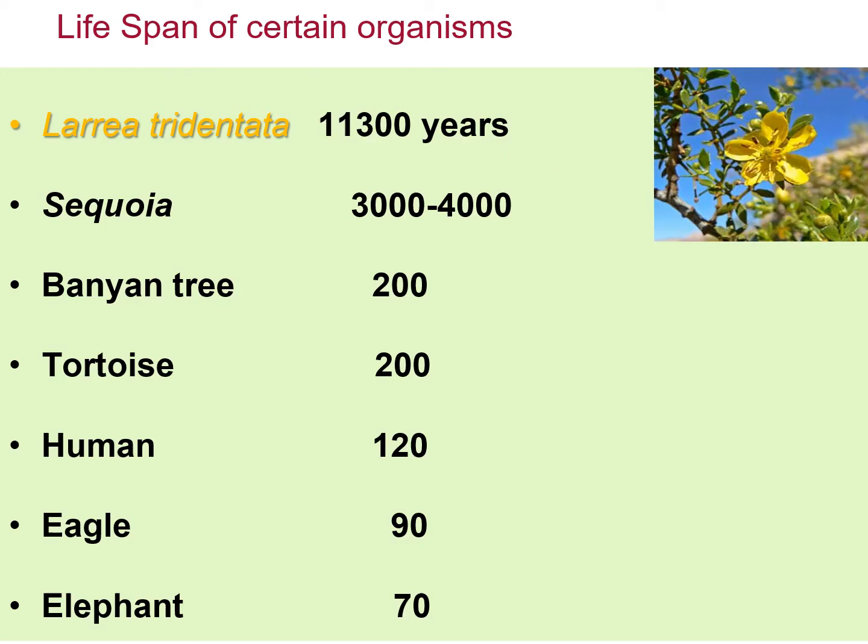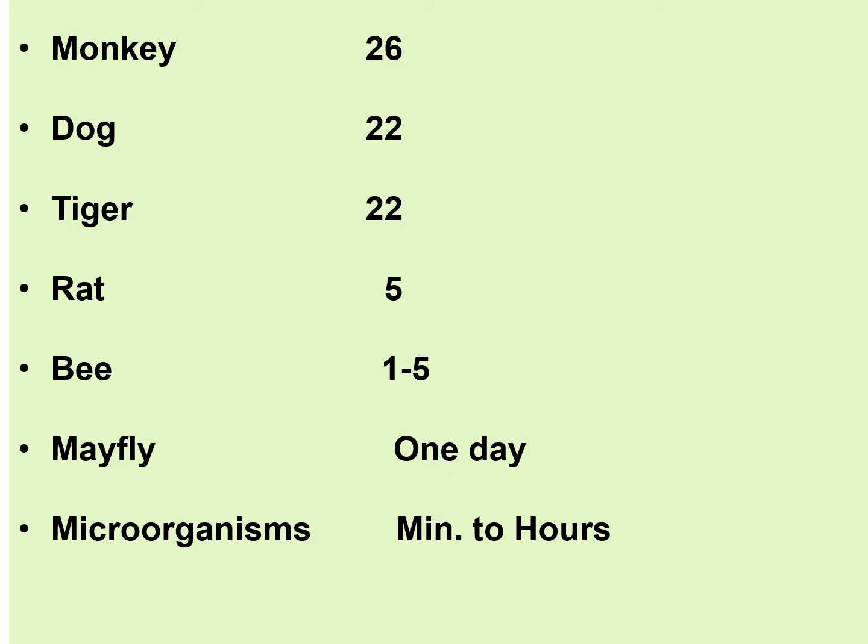Some organisms live for 200 years, and for humans we say we live for 120 years, but the actual range is 70 to 90 years. But well, it's considered to be 120 years because people do live beyond that. Even an eagle, 90 years, and an elephant goes down to 70 years. Monkey, 20 to 26 years. Dogs, Indian dogs usually live for 11 to 12 years, but on an average, since other dogs in cold countries live long, in general it has been taken as 22 years.